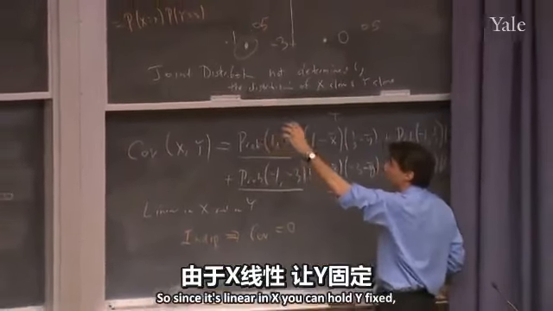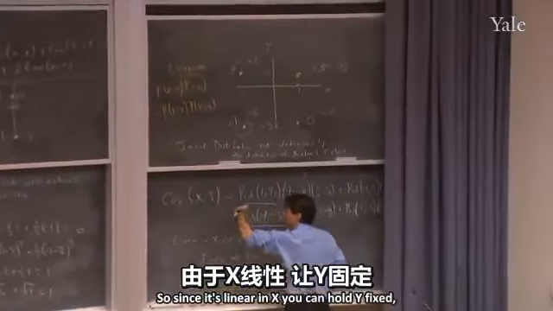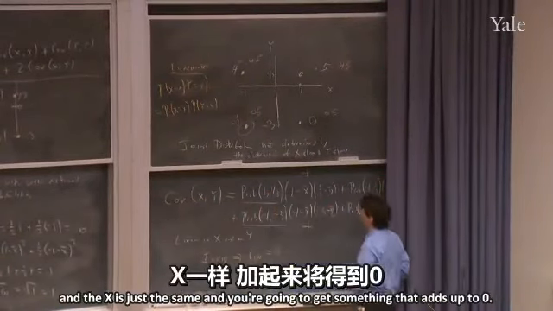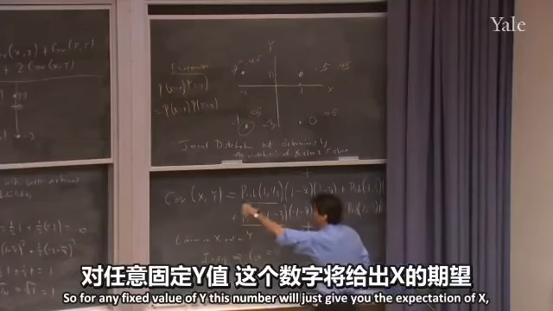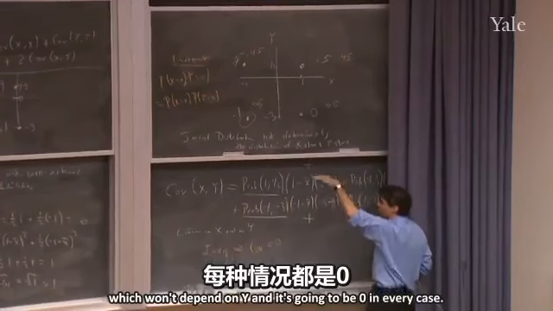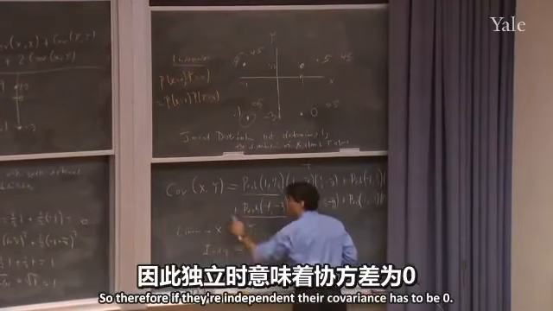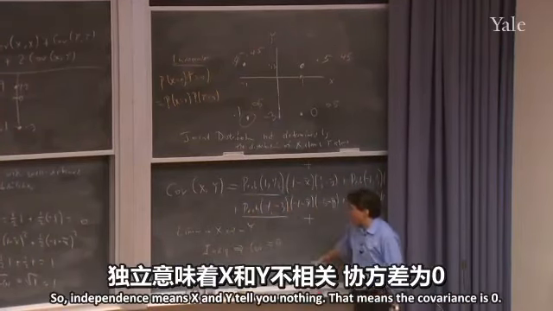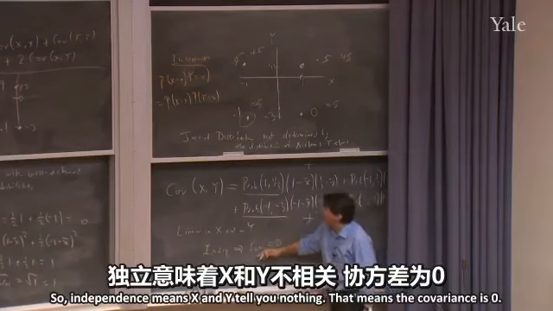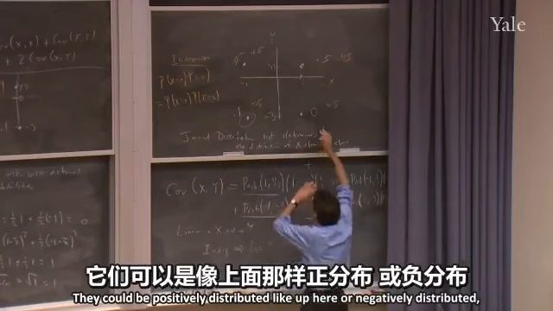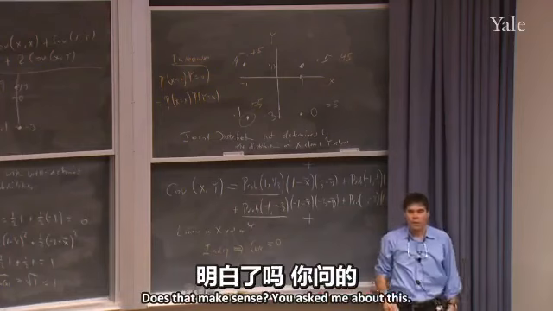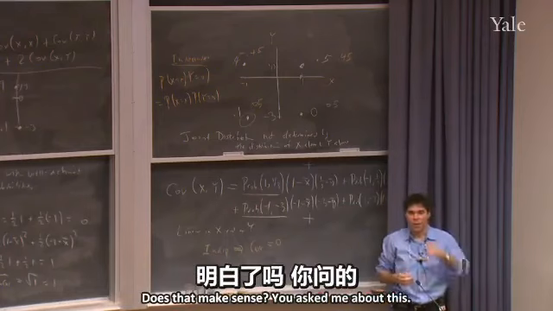So since it's linear in x, you can hold y fixed, and the x is just the same, and you're going to get something that adds up to 0. So for any fixed value of y, this number will just give you the expectation of x, which won't depend on y, and it's going to be 0 in every case. So therefore, if they're independent, the covariance has to be 0. Okay, so independence means x and y tell you nothing. That means the covariance is 0. They could be positively distributed like up here or negatively distributed, either way you want to do it. Does that make sense? You asked me about this.